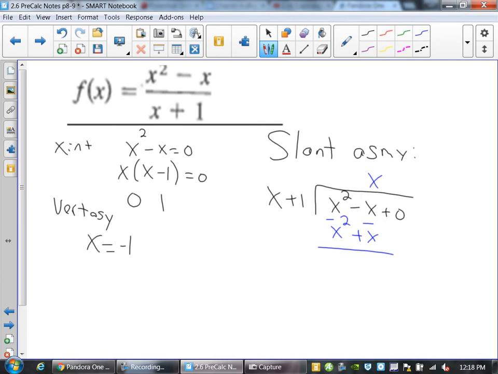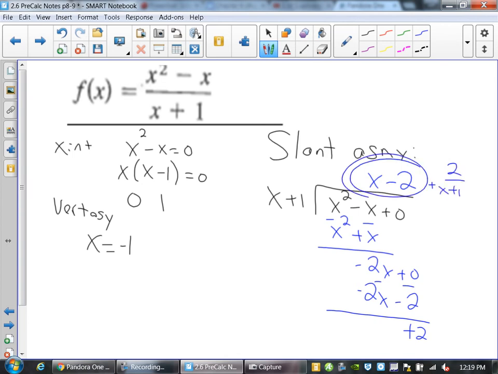X squared minus x squared, gone. Negative x minus x is negative 2x. And then how do I turn an x into a negative 2x? Good. Multiply by negative 2. And I have a leftover of 2. Now, that leftover really has no bearing on it at all, but you still have it there as that 2 over x plus 1. But this right here is the equation of the slant asymptote of the function. That's how you find it.